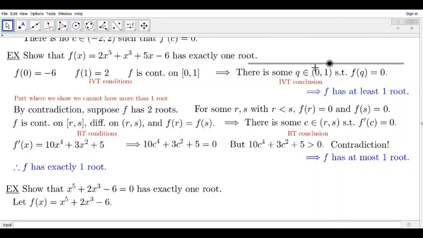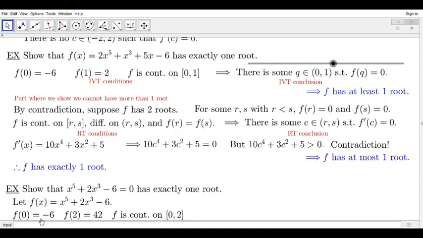Okay, part 1. First, we gotta give a name to the function we're gonna work with. You're gonna use the IVT or RT, Rolle's theorem. You gotta have a function. Let's just give this a name. Let f of x be x to the fifth plus 2x cubed minus 6. And then find two numbers on which to evaluate f at, where the outputs are positive or negative.